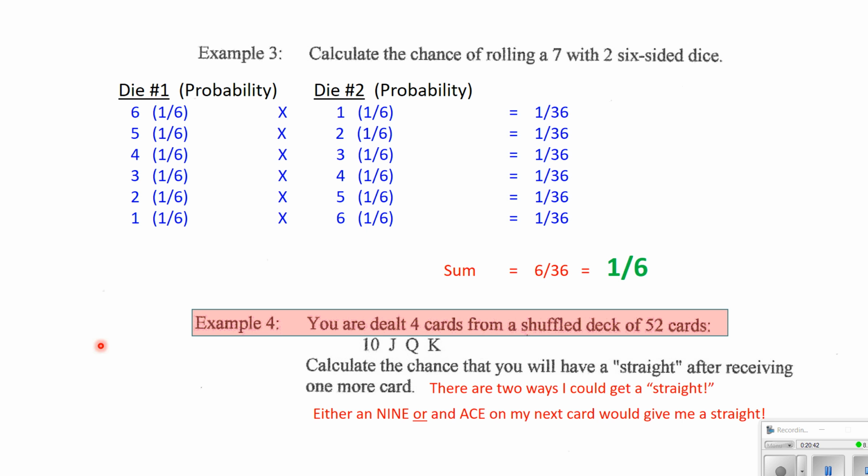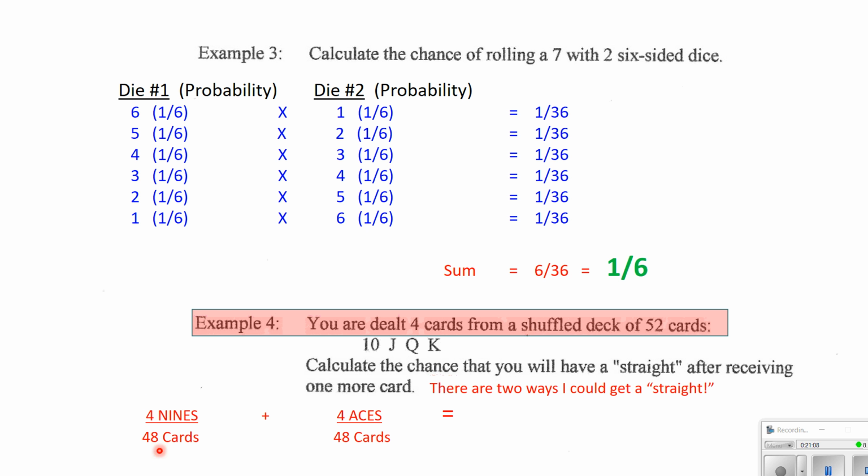So there are two ways to get a straight. You can get a 9 or an ace. Out of the 48 cards remaining in the deck, 4 of them are 9s because there's a 9 of hearts, 9 of diamonds, 9 of spades, 9 of clubs. 4 9s out of 48 remaining cards, so that's a probability of 4 out of 48.